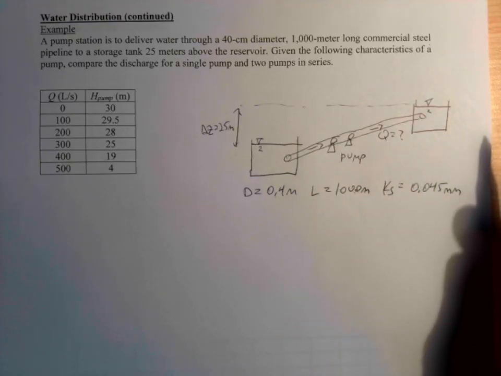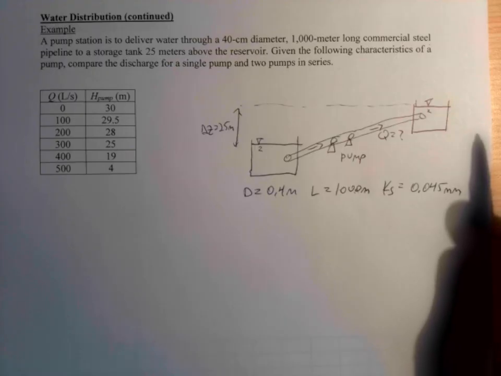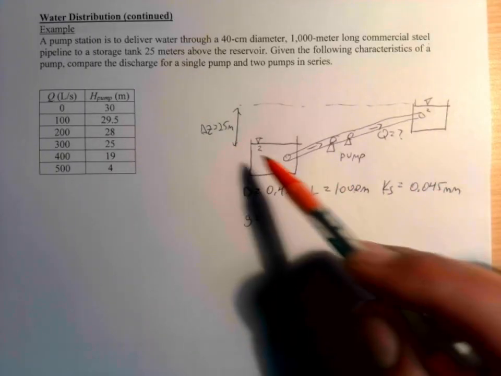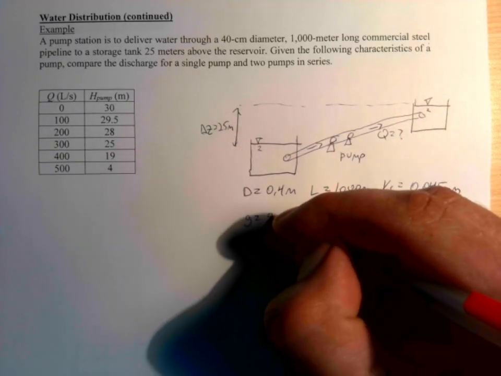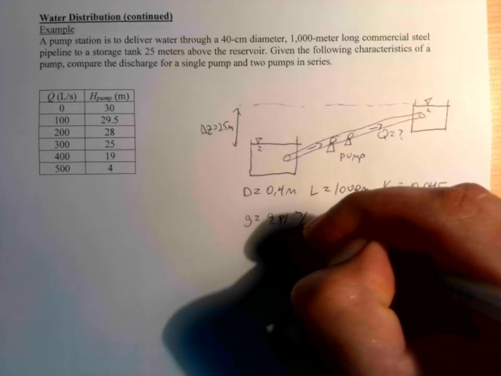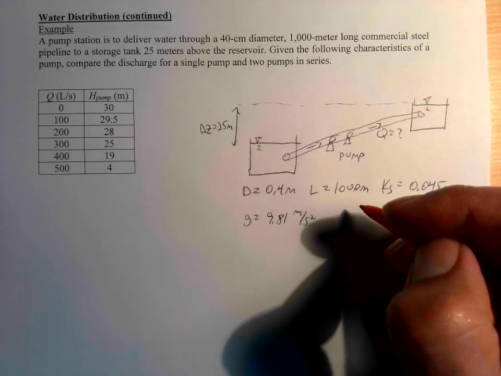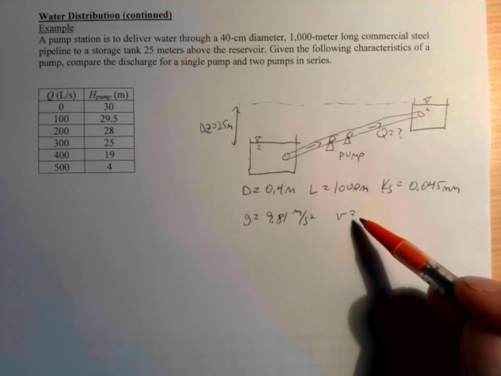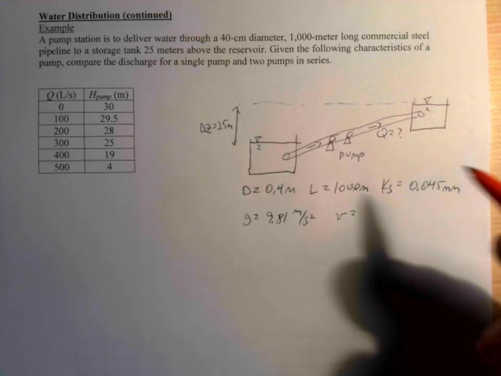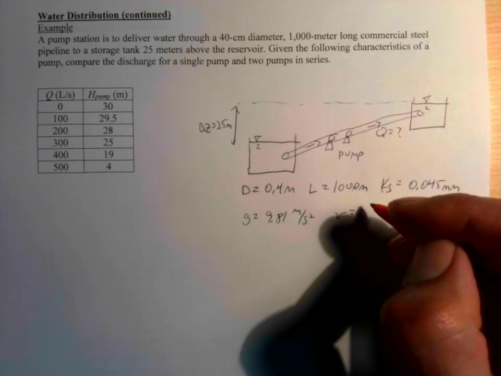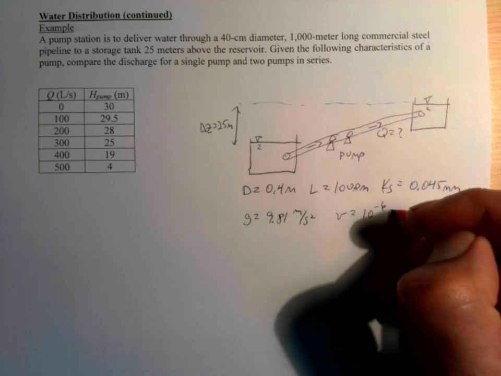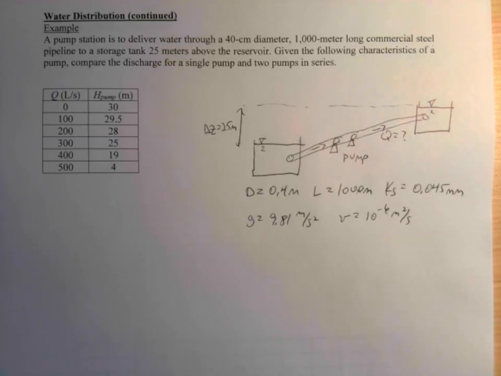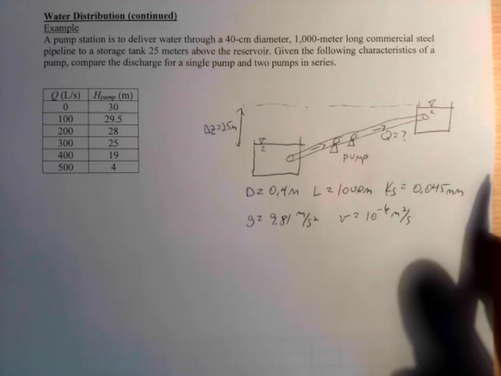We're also going to need the acceleration due to gravity. And so here we're working in metric units, so we'll use 9.81 meters per second squared. And then we will also need the kinematic viscosity of water in order to get the Reynolds number to get the friction factor. And so that is about 10 to the minus sixth meters squared per second. This is at 20 degrees Celsius. So this is kind of all the information we have in the problem.